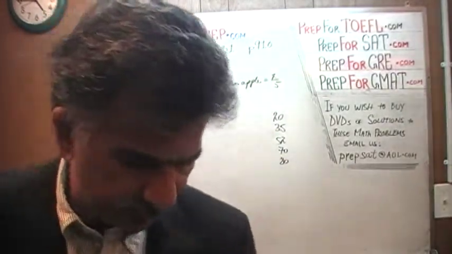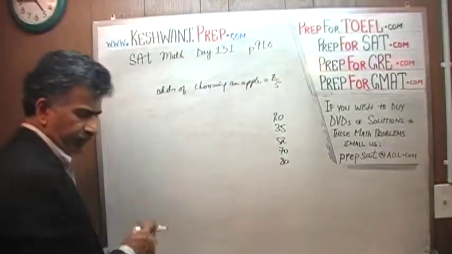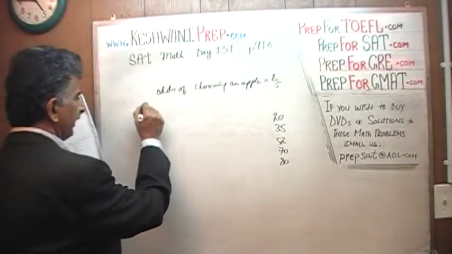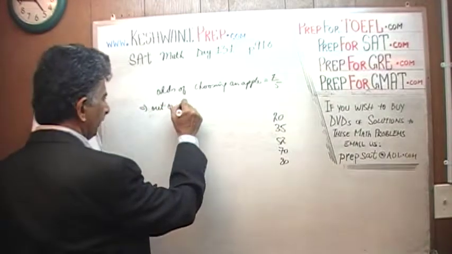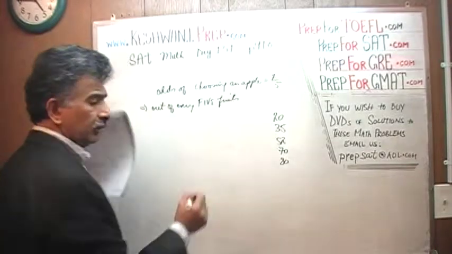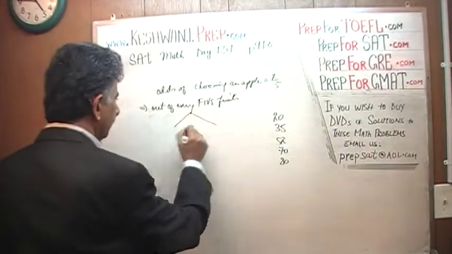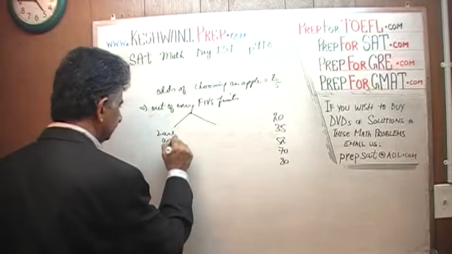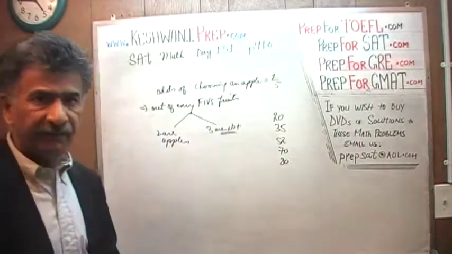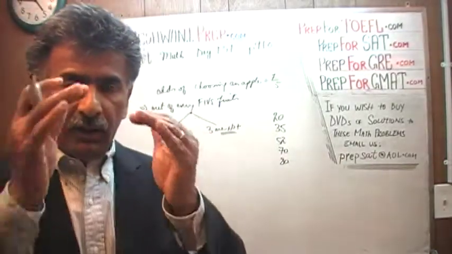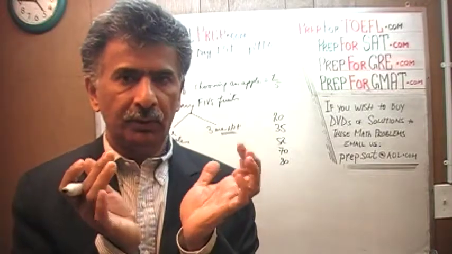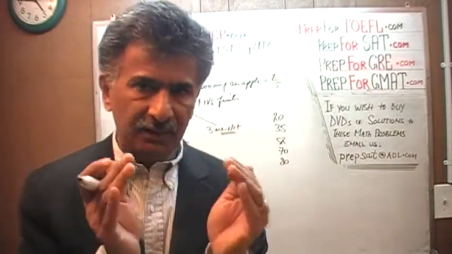What we have to understand here is that if the odds of choosing an apple is 2/5, then what this tells us is that out of every 5 fruits, 2 are apples and 3 are not. Out of every 5 fruit. So think of this as 1 unit. Every 1 unit is made up of 5 fruits, out of which 2 are going to be apple and 3 are going to be not apple.